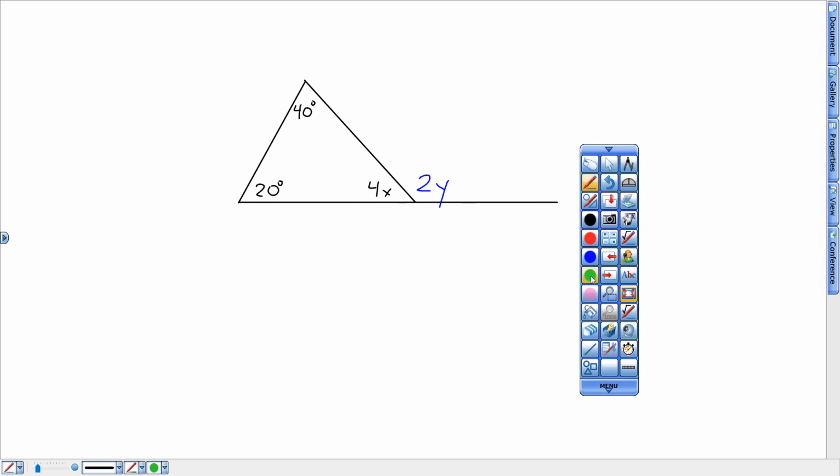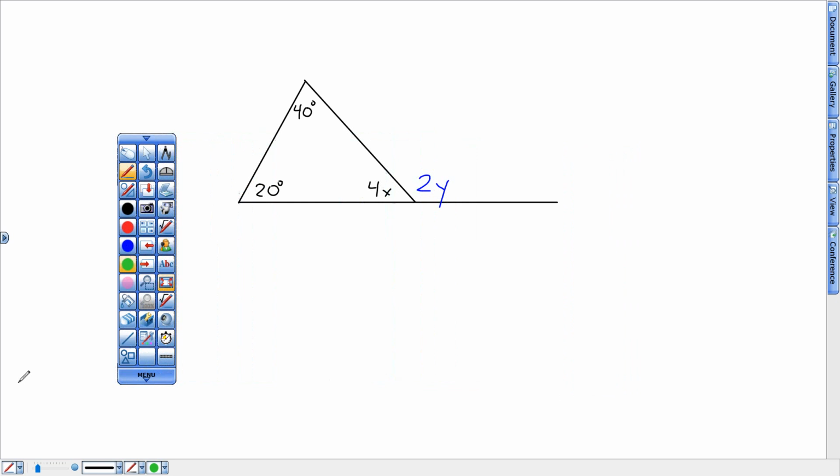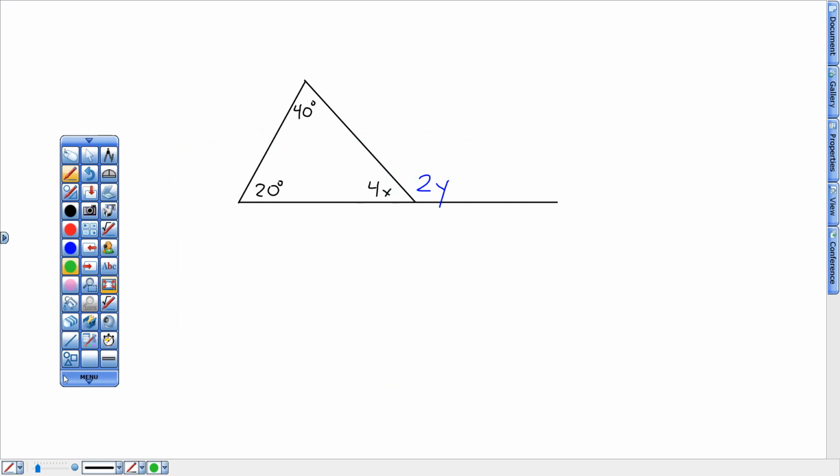The first word is supplementary. If you want to write that, supplementary is the first word. So here we go. Using that supplementary rule, that 4x right there, plus that 20-degree angle I give you, plus that 40, they all equal 180. So to solve that, I'm combining like terms. That gives me 4x plus 60 equals 180.